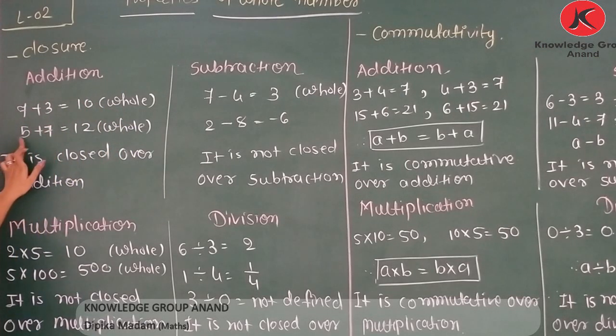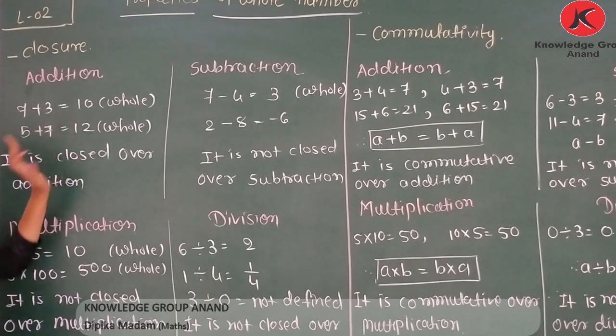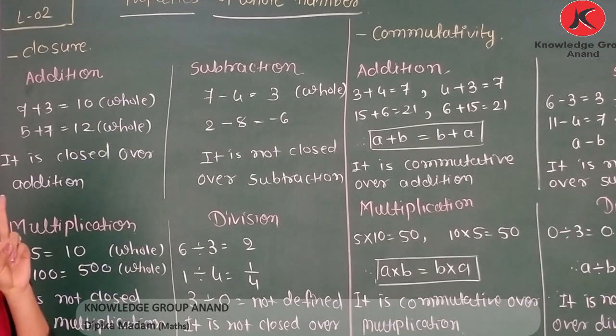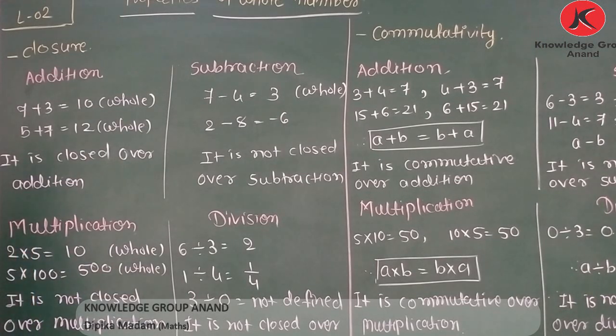One more example, 5 is a whole number, 7 is also a whole number. Answer is 12. 12 is a whole number, which means if you add two whole numbers, the answer is a whole number. That's why you can say it is closed over addition. Means the addition of any two whole numbers is always a whole number.